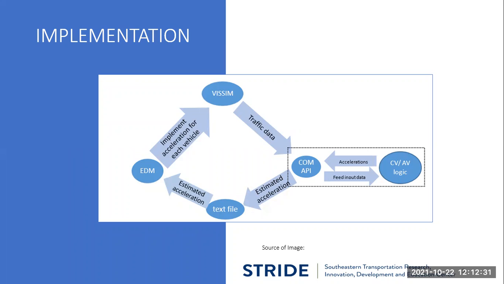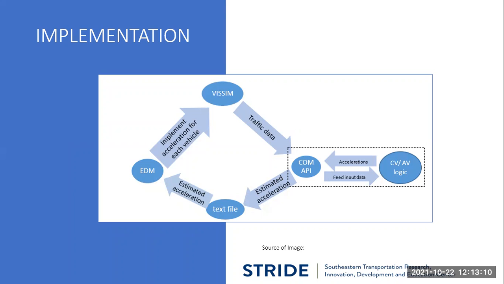The COM application programming interface is very useful in extracting all sorts of data from the simulation environment, be it traffic data or the signal status, etc. So we use the COM API to get that data, and the COM API interacts with AV or CV logic to demonstrate how the product works. We used a couple of AV and CV models from the literature. The COM API pushes all the input data into the logic, and it takes the estimated accelerations and puts them in a text file.